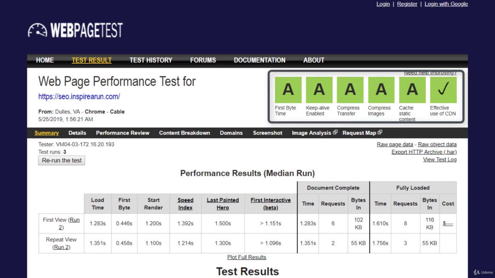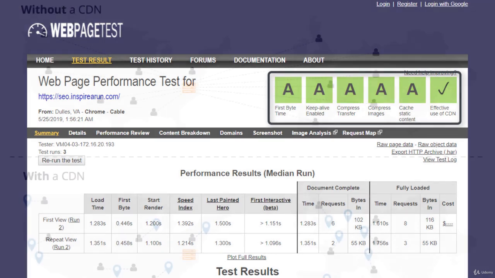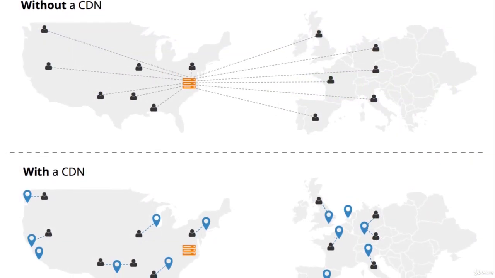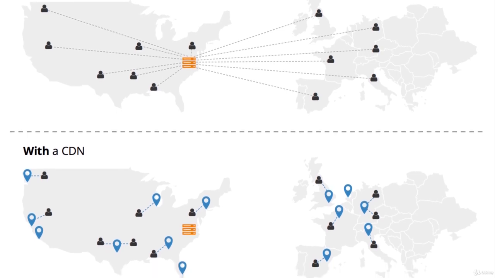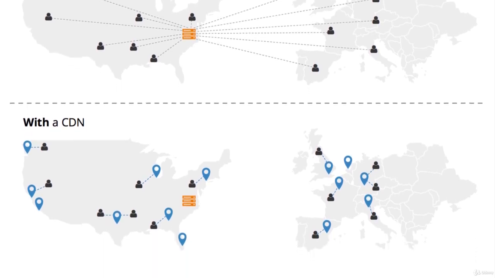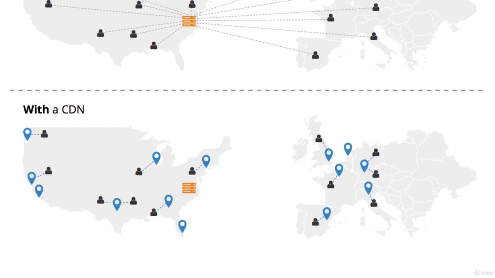This tool won't give you a score, but it gives you grades for 5 different things, such as first byte time, compress images or transfer, or cache static content, etc. And it also gives you a tick mark for effective use of CDN. CDN is also called Content Delivery Network. We will see more on that in the upcoming lectures.